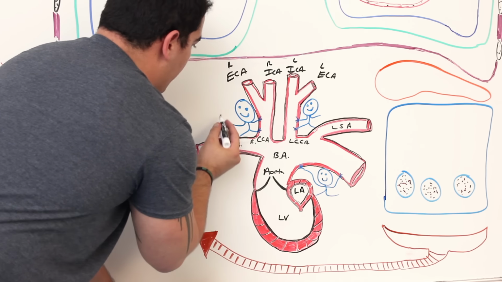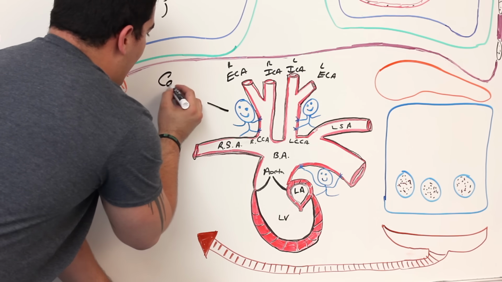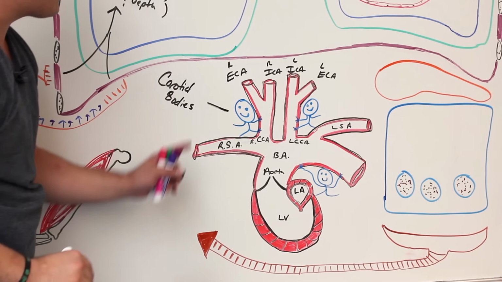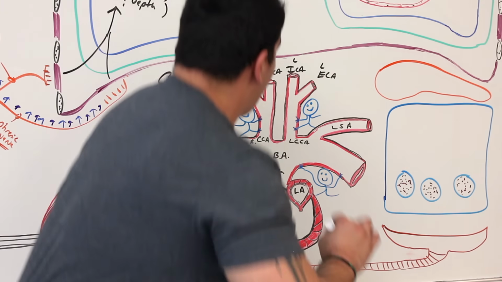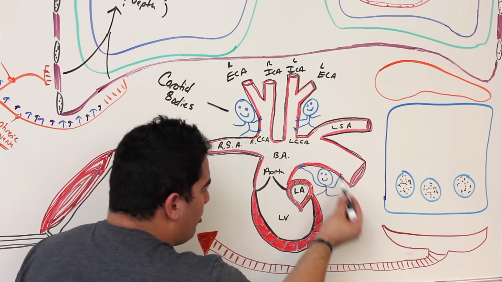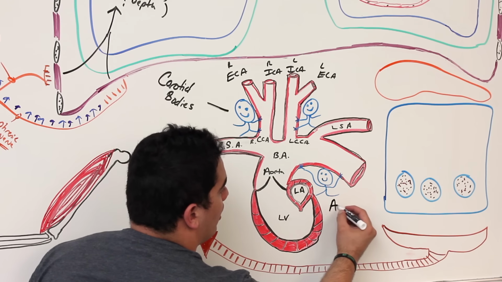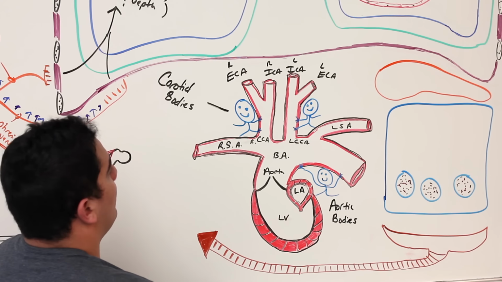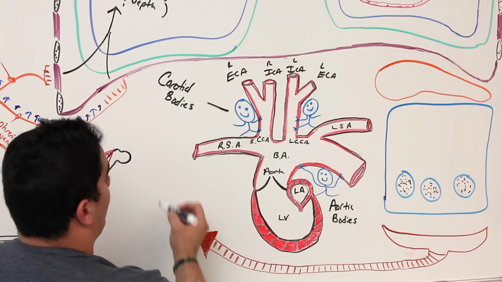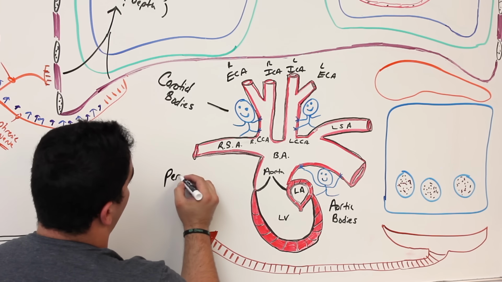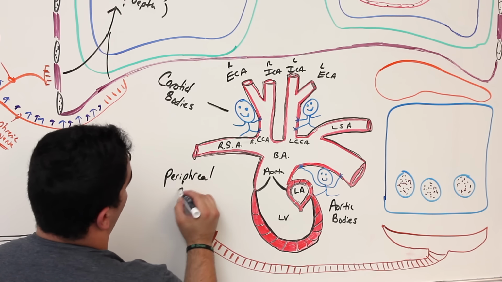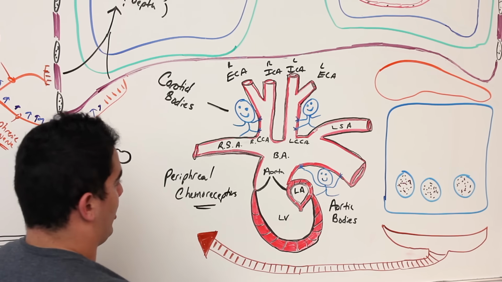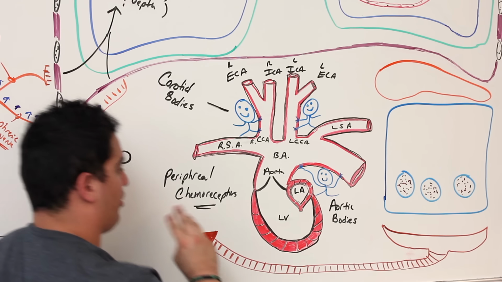What is this point right here called? This point is called the carotid bodies. Okay? And that's where some of the peripheral chemoreceptors are. The other ones are going to be right here in the aorta. These are called the aortic bodies. Your aortic bodies and your carotid bodies are a component of your peripheral chemoreceptors. Now, the peripheral chemoreceptors are special because they respond to 3 different stimuli.